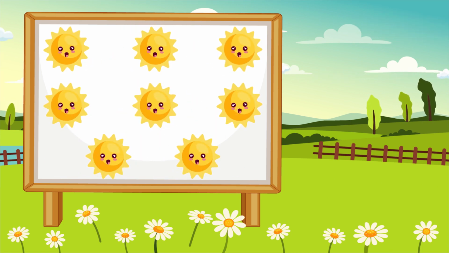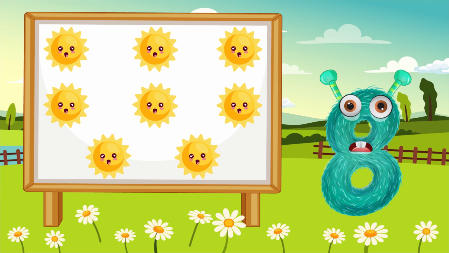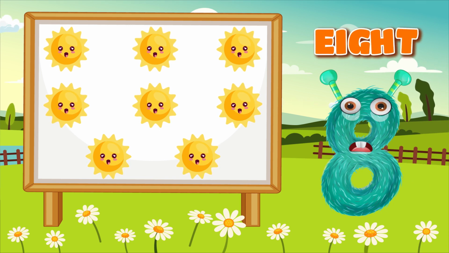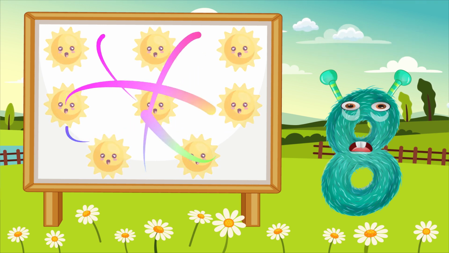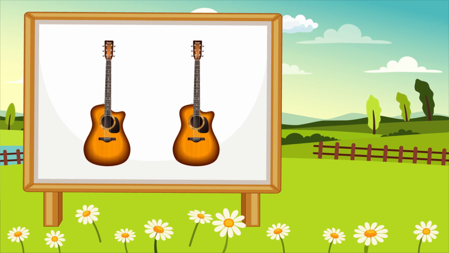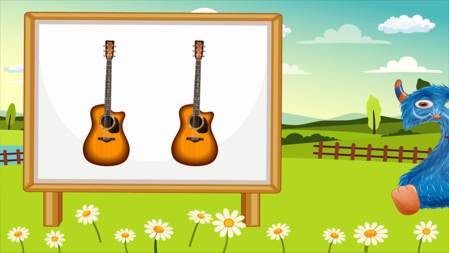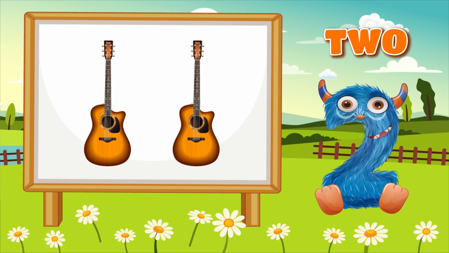How many objects are here? 8. 8 objects. Yay! How many objects are here? 2. 2 objects.